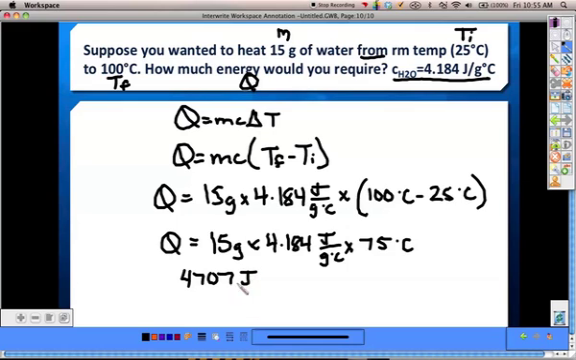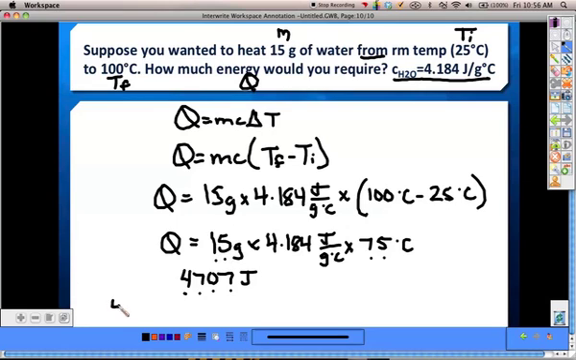4707 joules. However, this is not the correct number of sig figs. There are 1, 2, 3, 4 sig figs there, but I'm doing multiplication throughout this, and the lowest number of sig figs I have in both of those two is 2. So I need 2 sig figs in my final answer.